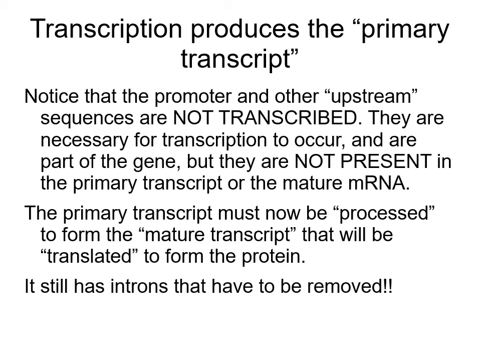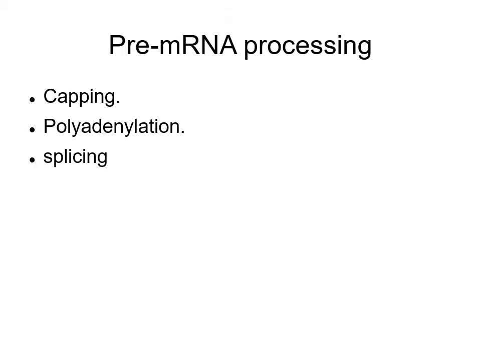So now that we've got our primary transcript, we've left behind the promoter and other upstream sequences, but we have our pre-mRNA now, which needs to be processed. And it needs to have its introns removed. It has to create the mature mRNA, which is what can get translated. Okay, so the 3 pre-mRNA processes we need to at least mention are capping, polyadenylation, and splicing.